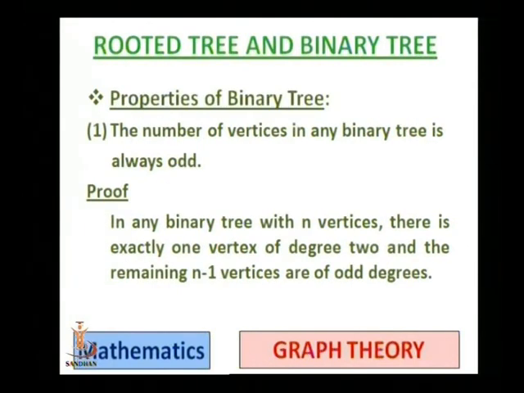Next, properties of binary tree. The first one is that the number of vertices in any binary tree is always odd. This gives you the characterization of a binary tree in terms of the number of vertices.